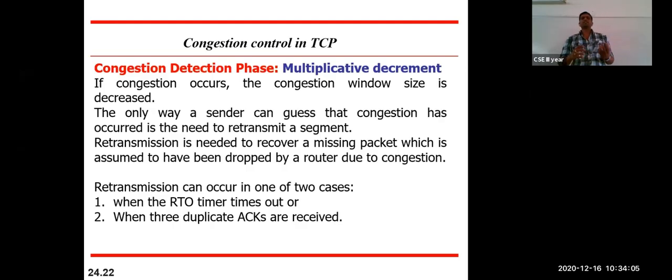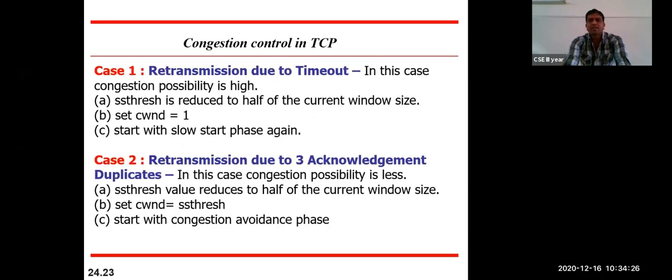Right? So now let us look at when a retransmission can happen by the sender. Retransmission can occur in one of these two cases: when the RTO timer times out, or when 3 duplicate ACKs are received. Let us talk about the first one. What is an RTO timer? I have written there, case 1.